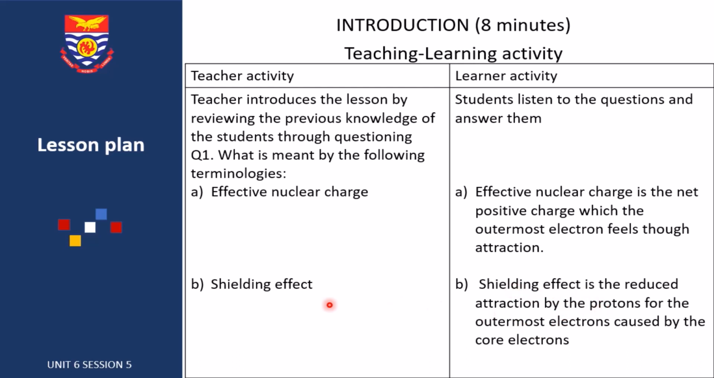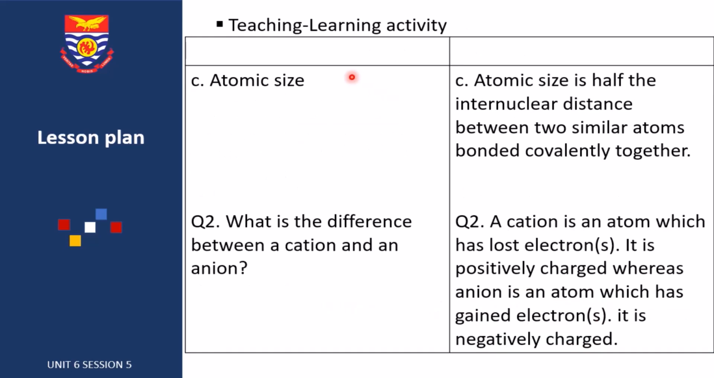Alright, so we also mentioned atomic size, so you have to review it. And here also students are to provide a response to the atomic size. Next question is, what is the difference between a cation and anion? We expect these responses from the student.